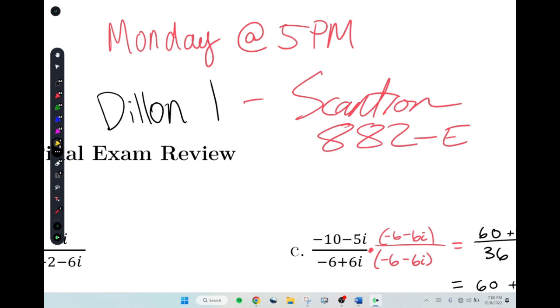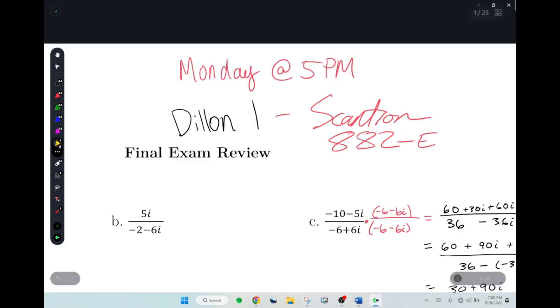Monday, 5 o'clock, Dillon 1. That's like that big room. That's a business classroom, and it's on the left in Hinton or Dillon. And a Scantron. One of these Scantrons. I have a few, but still go get your own. And then if you're running late or you need one because you can't find one, I can share some.